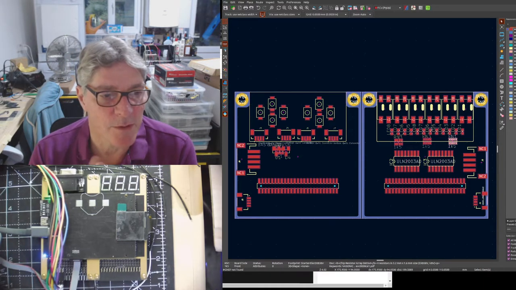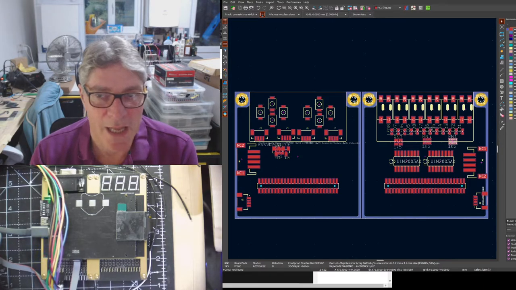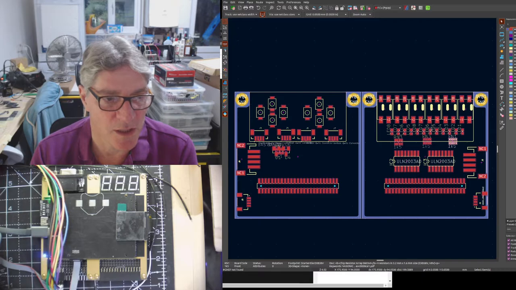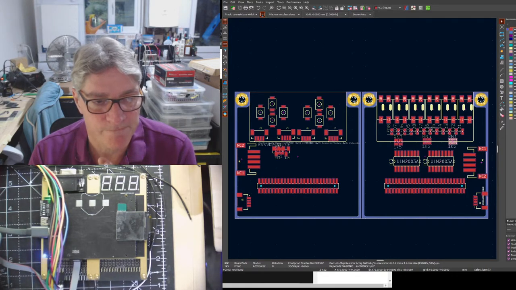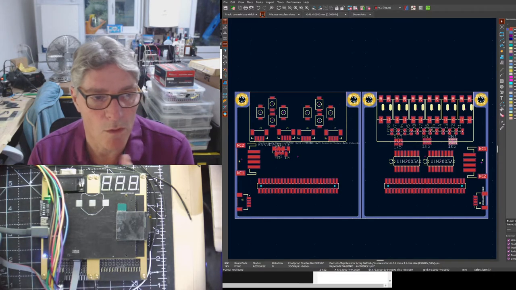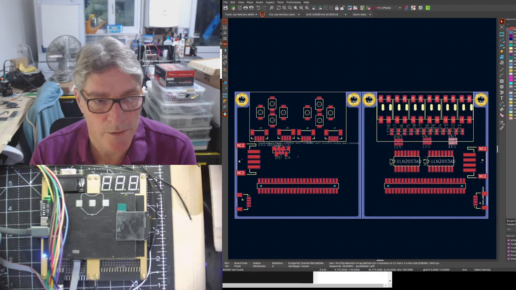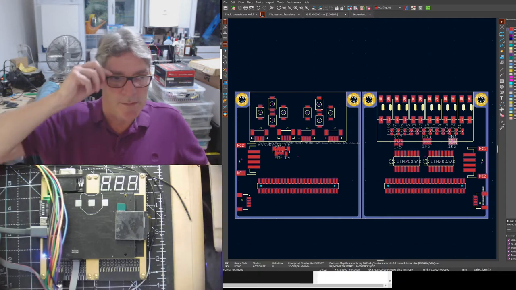Do we go the original route where we have just a bunch of buttons and a few higher voltage outputs on one side, and then maybe have something on the other side? Like maybe we could combine it with either a 7-segment or a VGA. You can see my dilemma.